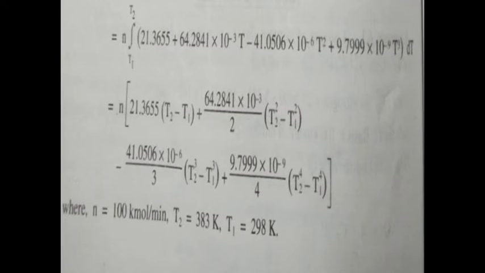What is Cp naught? A plus Bt plus Ct square plus Dt cube. Are you clear or not? Okay. So here A value is 21.3655 plus B value 64.2841 into 10 to the power of minus 3 t.